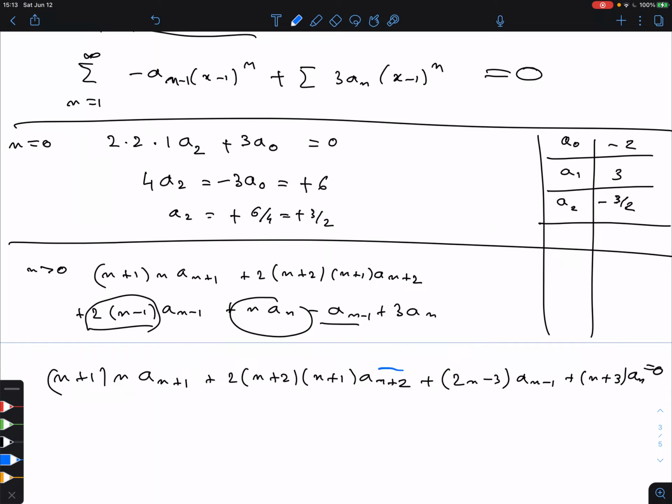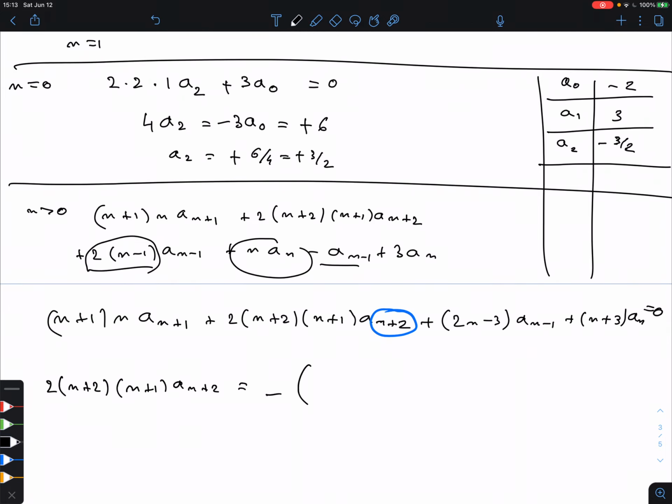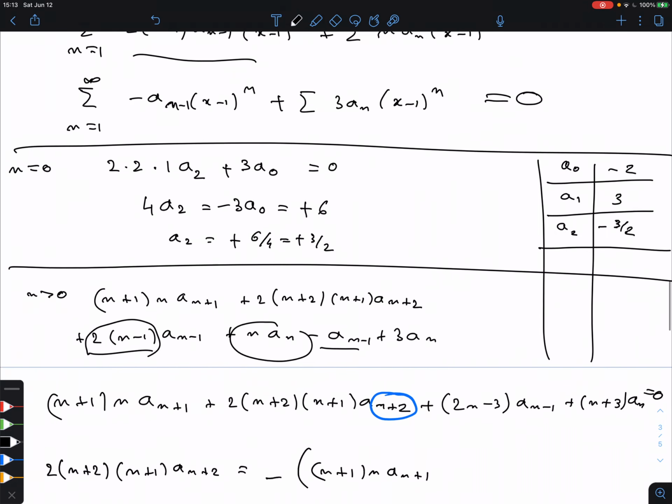We're looking for the highest index, n plus 2 in this case. And so we solve for that one. So we get 2(n+2)(n+1) a_(n+2), and then we bring all the other guys to the other side. So minus, we have (n+1) n a_(n+1). Is that correct?